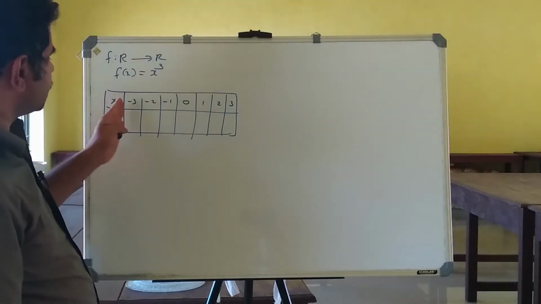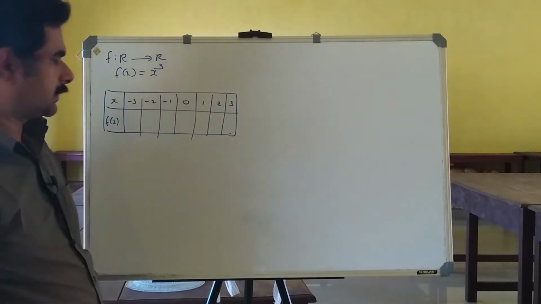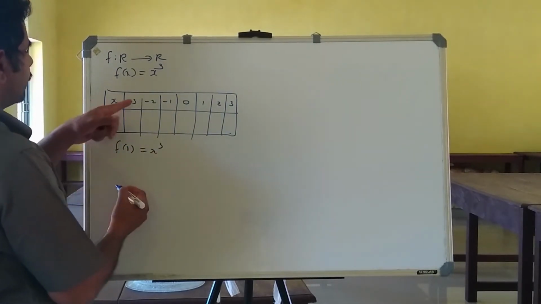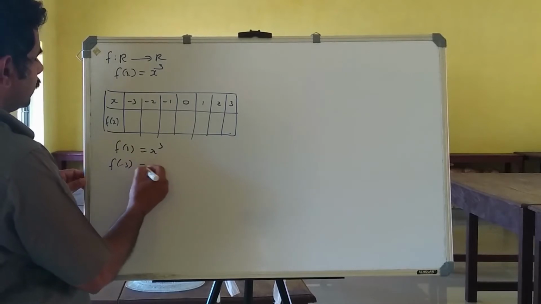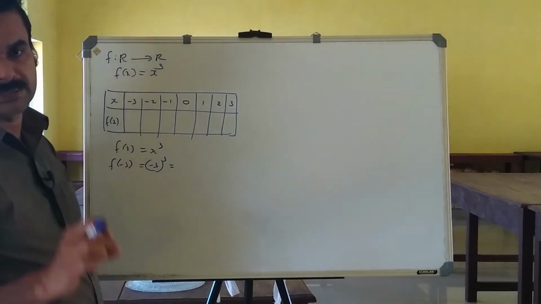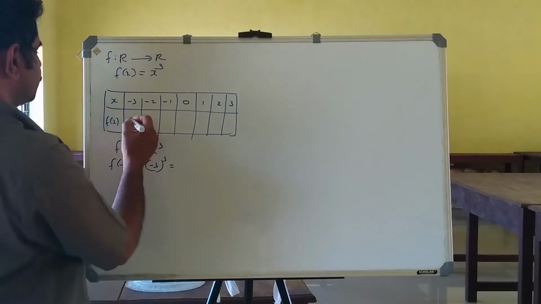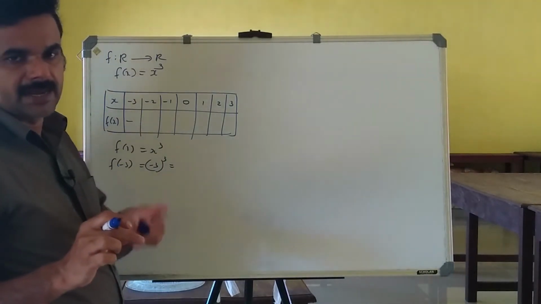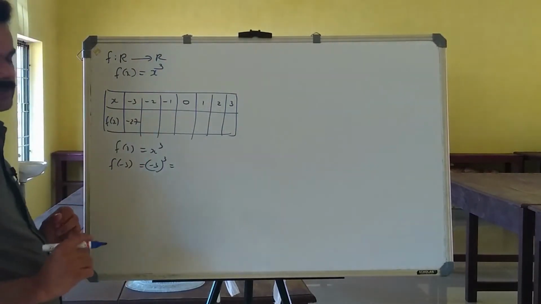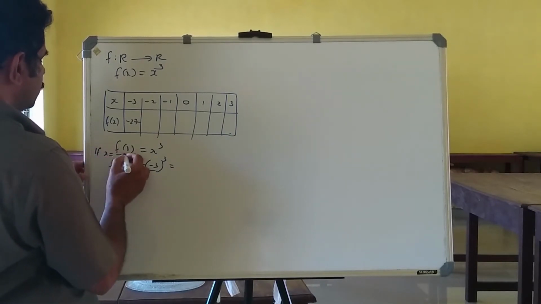So in this section I am taking the domain from minus 3 to plus 3. Then f of x equal to x cube. If x equal to minus 3, f of minus 3 equal to what? Minus 3 cube. What is minus 3 cube? Minus 3 into minus 3 into minus 3. Minus, minus is plus, plus, minus, minus. 3 into 3 into 3, 3 into 3, 9. 9 into 3, 27. It's a very big number, 27. So if x is equal to minus 3, it is minus 27.